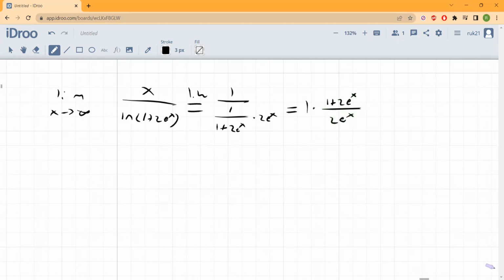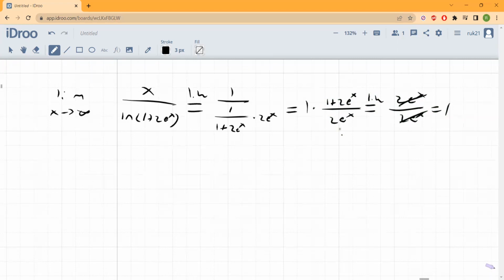Now, if we plug in infinity, it's still going to be infinity over infinity. So this is, again, an indeterminate case. So then we're going to take L'Hopital again. And then what we get is just going to be 2e to the x over 2e to the x, which is then equal to 1, because that simplifies.